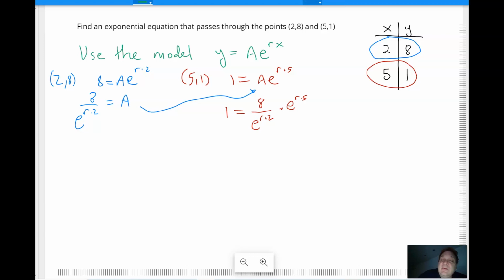As a little side note over here, e to the r times 5 over e to the r times 2. We usually write the number in front of the letter just for more familiarity. And when we have two powers that are being divided, we can just subtract the exponents. 5r minus 2r is 3r. So this expression simplifies to be e to the 3r. So that leaves 1 equals 8 e to the 3r.